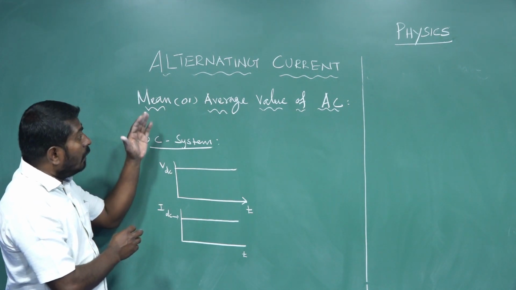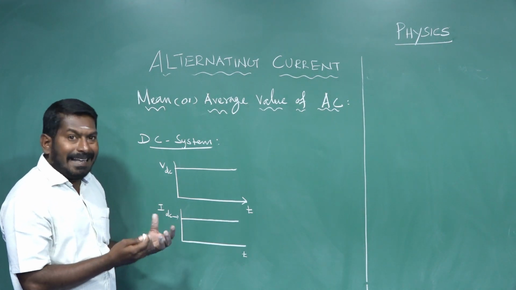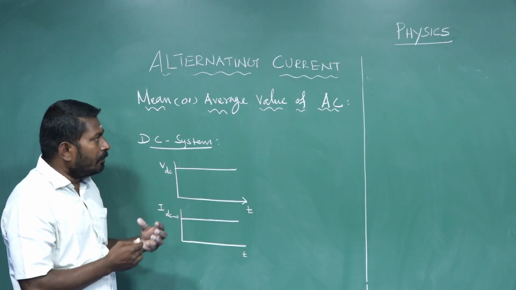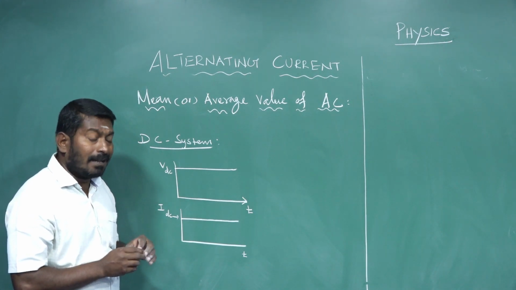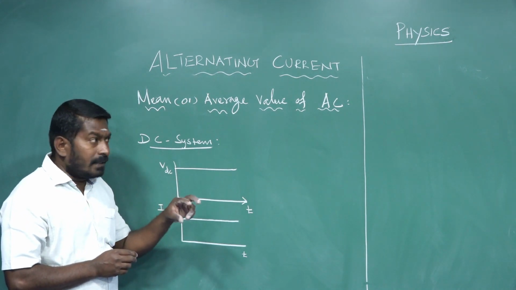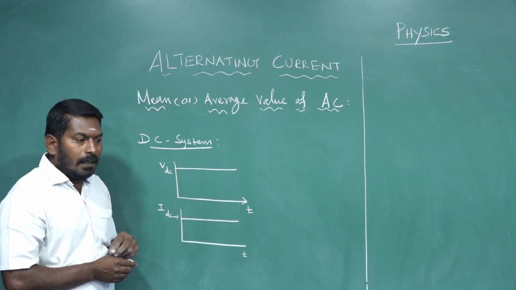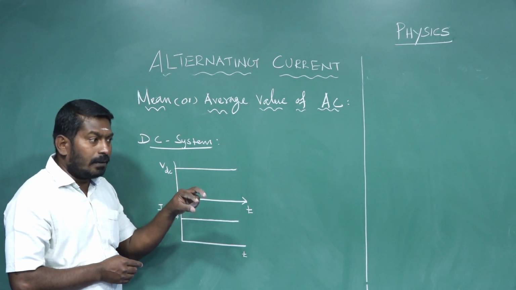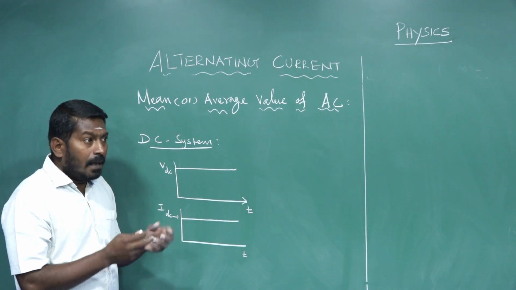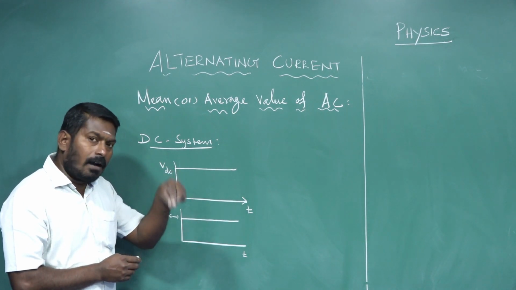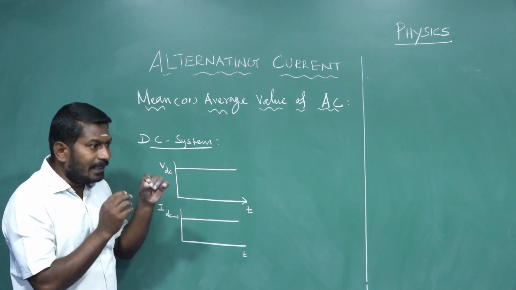But in the case of alternating current and alternating voltage, we cannot easily specify the magnitude of alternating current or alternating voltage. Why? Because if alternating voltage is connected to the closed circuit, at each and every instant the magnitude of the resulting current continuously changes. We cannot specify the magnitude of the resulting alternating current at each and every instant.